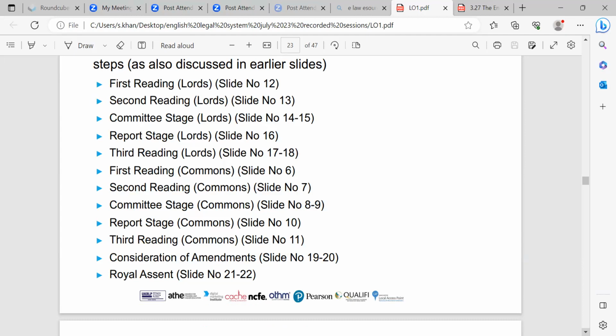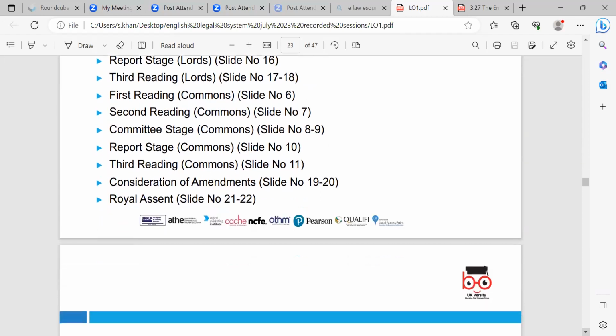First reading in the Commons, slide number 6. Second reading in the Commons, slide number 7. Committee stage in the Commons, slide number 8 to 9. Report stage in the Commons, slide number 10. Third reading in the Commons, slide number 11. Consideration of amendments, slide number 19 to 20. And then royal assent, slide number 21 to 22.